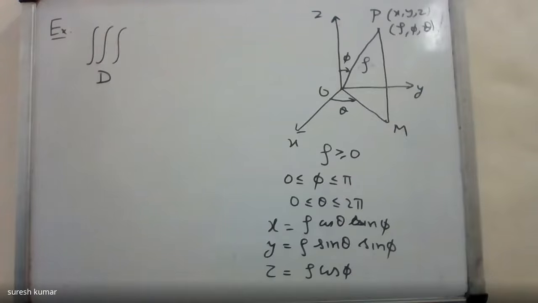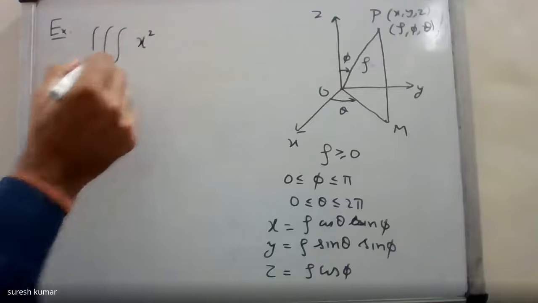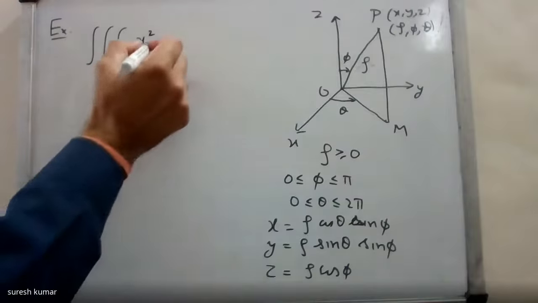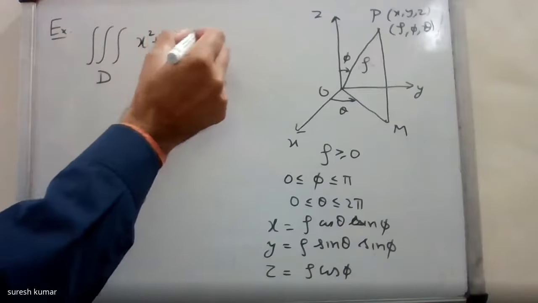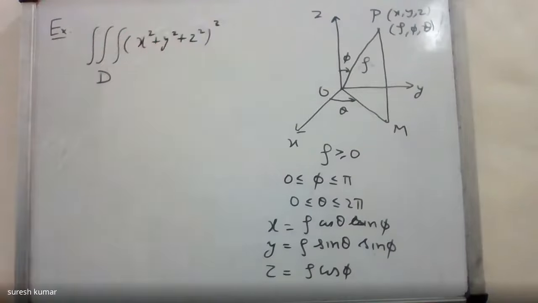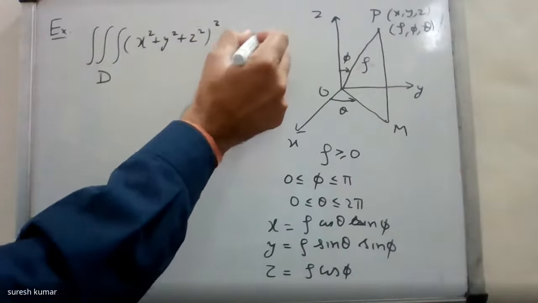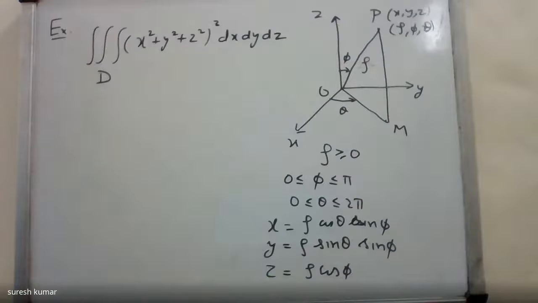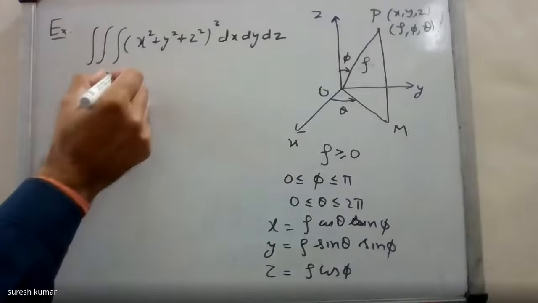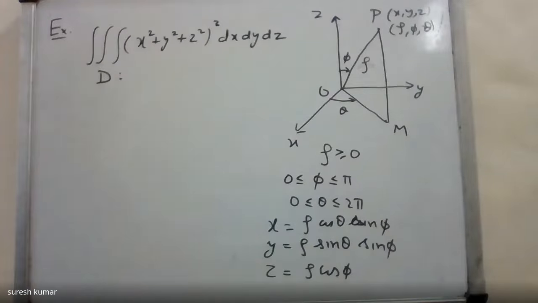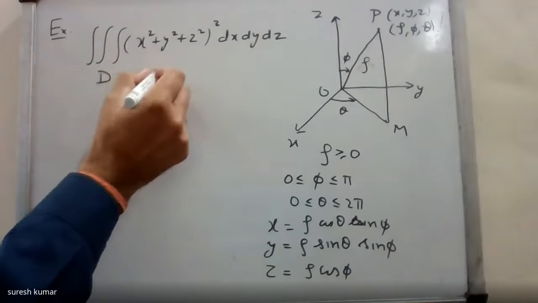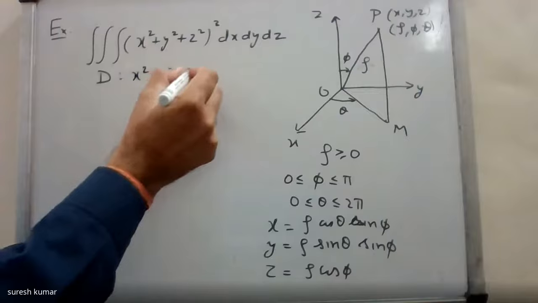Now I am writing the problem for solution. Solve the triple integral of (x square plus y square plus z square) whole power 3, dx dy dz, where D is the region given by x square plus y square plus z square less than or equal to 1.